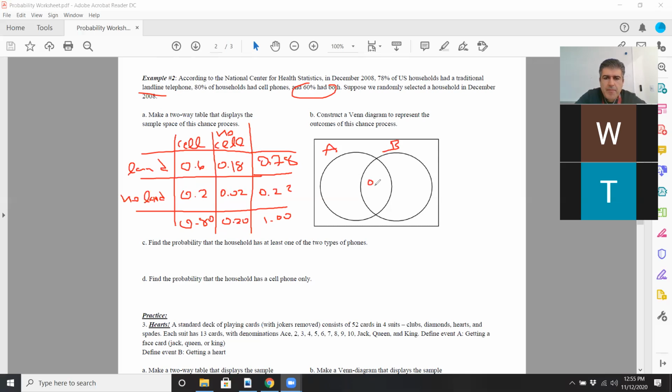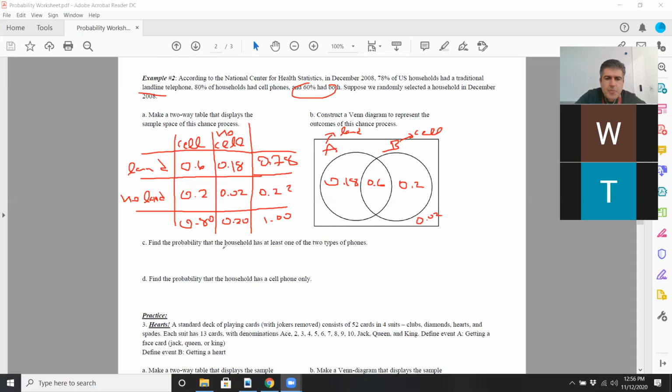0.6 do both. Let's say A is landline and B is cell phone. So to have a landline but no cell phone, that'd be 0.2. Sorry, landline but no cell phone is 0.18, my bad, because it's 0.78 total for a landline. So you have a cell phone but not a landline. Cell phone but no landline, that's 0.2. And of course, it's 0.02 to have neither. And all should add up to 1.00.